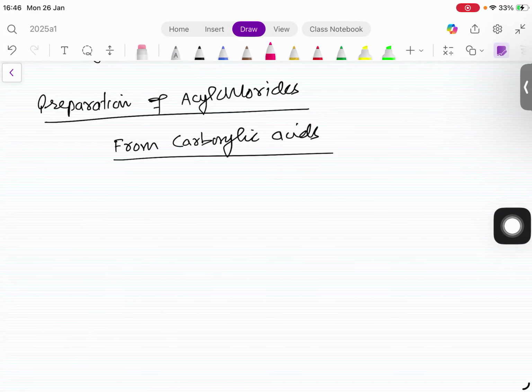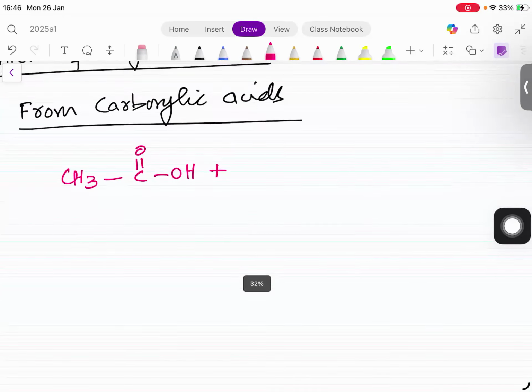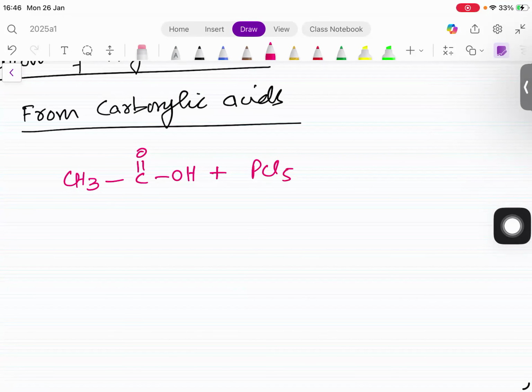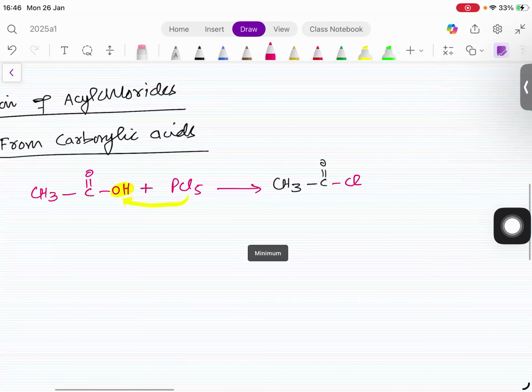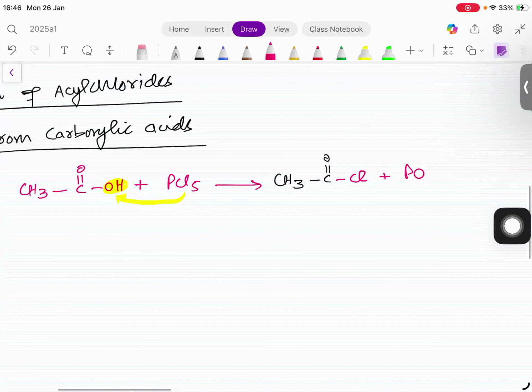Okay, look at this. This reaction we have already done in AS, you remember? If I react it with PCl5, this Cl is going to take the place of this OH. This has been done in AS with alcohols. Okay, now with carboxylic acids. So it becomes CH3COCl, plus the byproduct POCl3 plus steamy fumes of HCl.